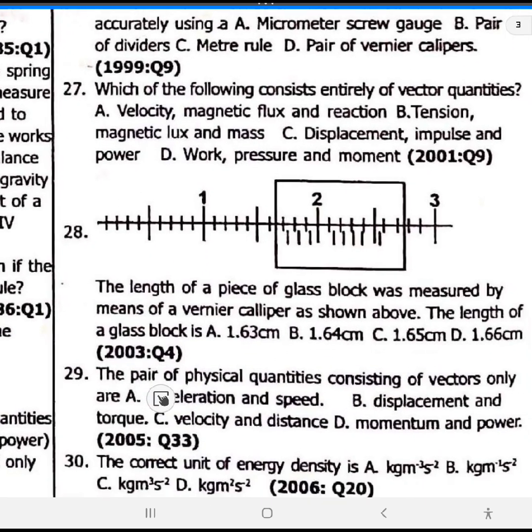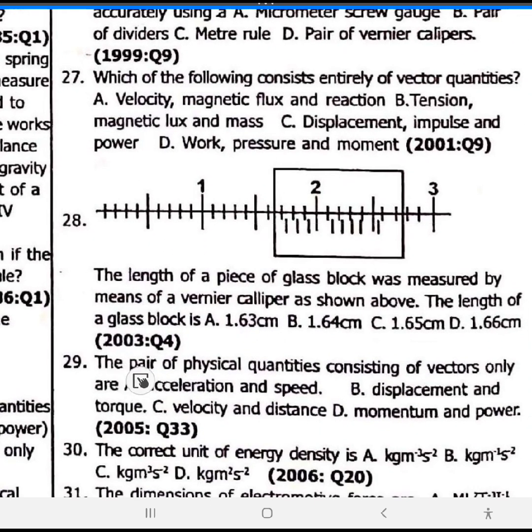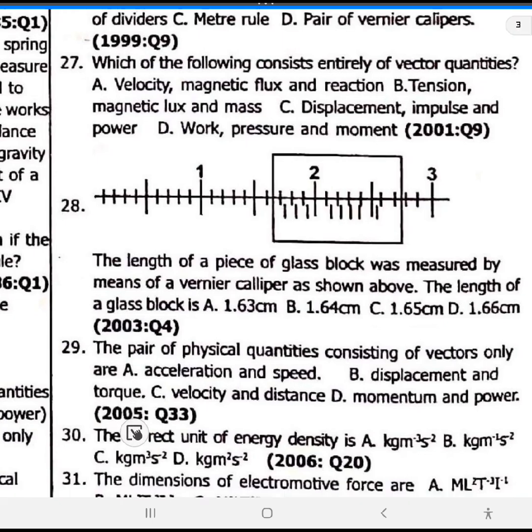28, we need to demonstrate that. 29, the pair of physical quantities consisting of vector only are vectors only is option B. Displacement and torque are vector. Do not forget magnetic flux, reaction, torque, they are all vector. This torque, TORQUE, is called torque.